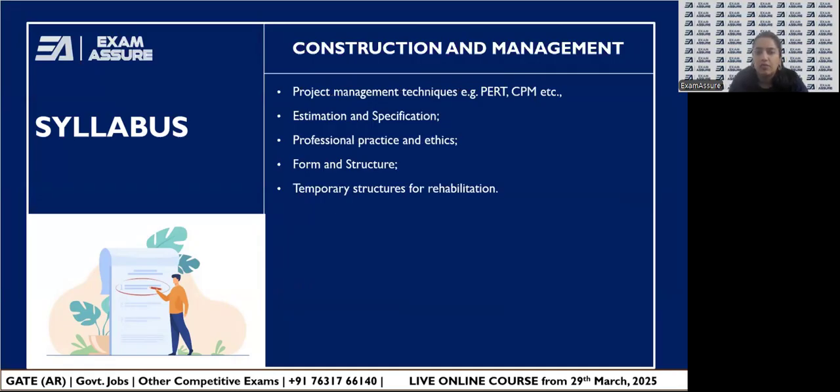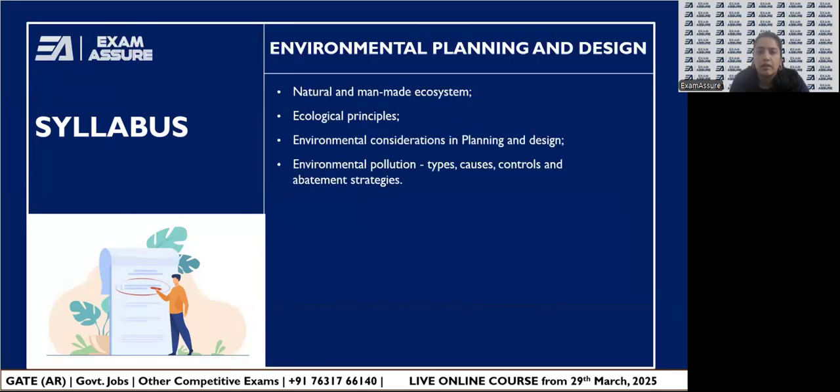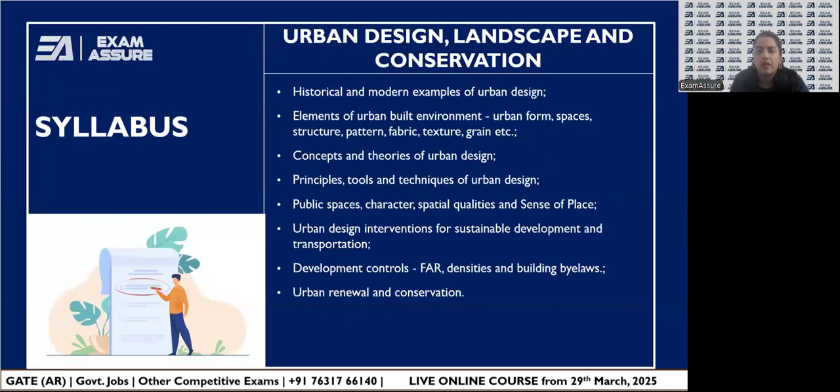In terms of construction management, various techniques like CPM, PERT, estimation, specification. In terms of environment, the basics of environment, what is a habitat, ecosystem, your ecological principles, what is a biome, what are keystone species, for example, things like that. In terms of urban design, landscape and conservation, your basics of urban design and basic terminologies related to it. For landscape, again, various types of gardens. Let's say, which of the following are Mughal gardens could be one sort of question. So again, these kinds of questions can be expected. In terms of conservation, topics related to urban renewal.